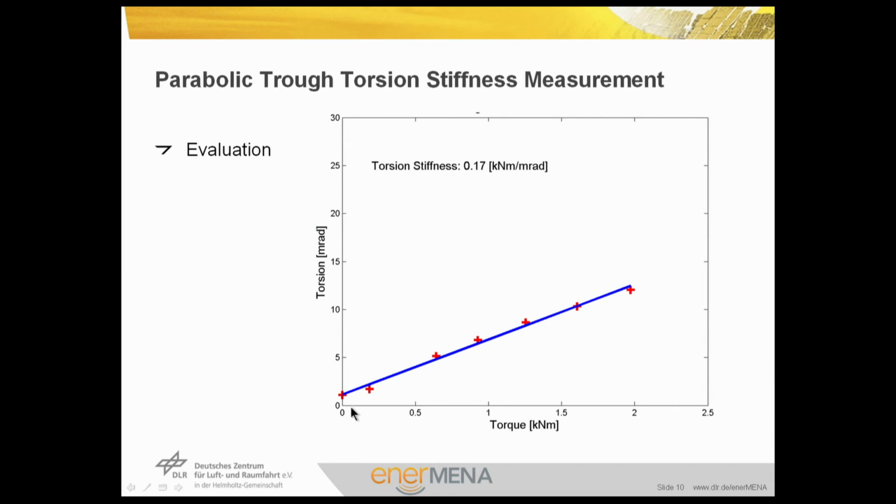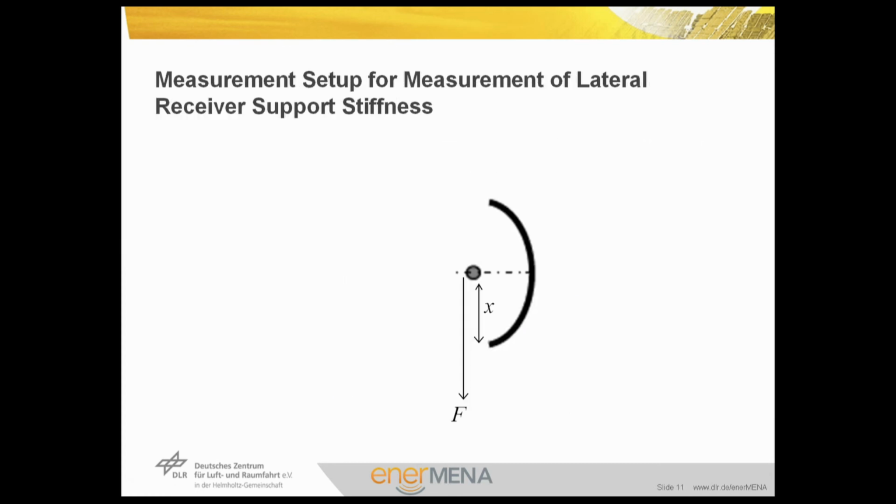If we increase the torque, we will measure a small torsion which corresponds to the angle difference shown by the inclinometers. And from the slope of that particular line, we can calculate the torsion stiffness in units of kilonewton meter per milliradian. We will now have a look at the measurement setup to measure the lateral receiver support stiffness.